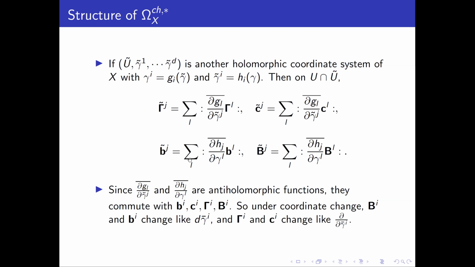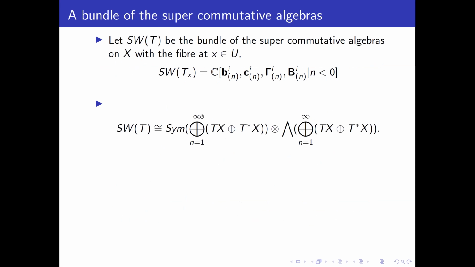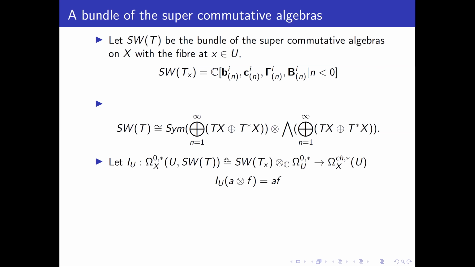of this element. So we let SWT be the bundle of super commutative algebras on X whose fiber at x is the polynomial algebra of this one. Then this bundle is isomorphic to the following bundle, which is used to calculate the algebraic. Now we can have this map from the vector bundle to the soft resolution of the chiral de Rham complex. The map is given as follows: it just acts on A to F.